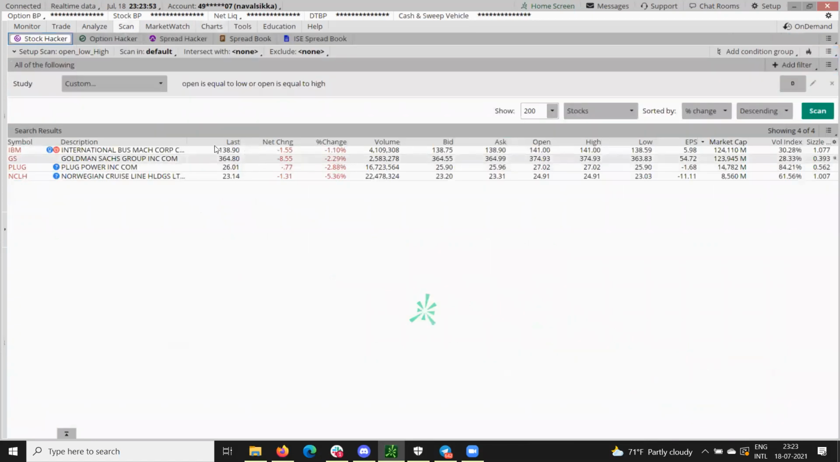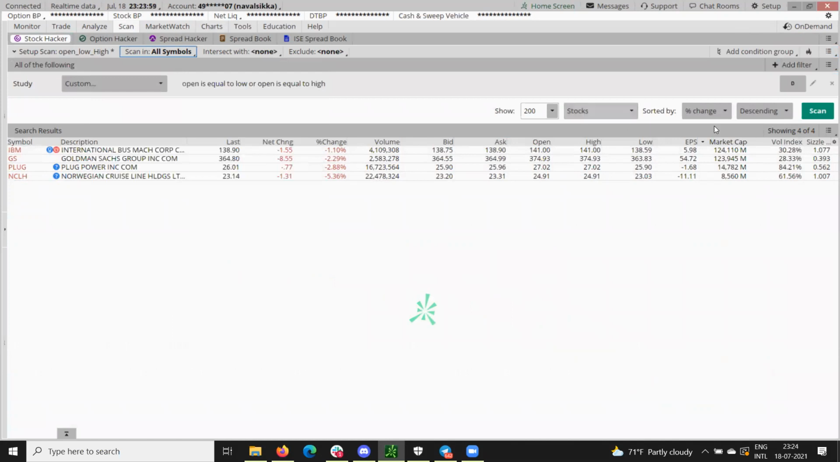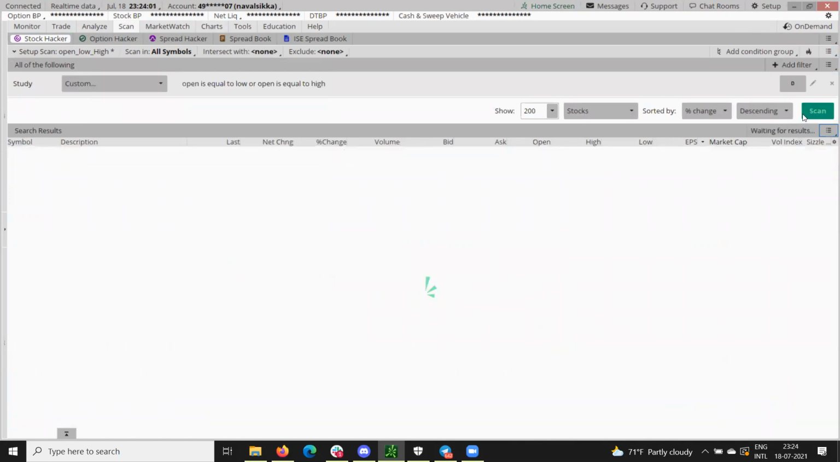Right now I have set this up on my own watch list, but you can try it on all the symbols. Let me just scan it and show it to you.